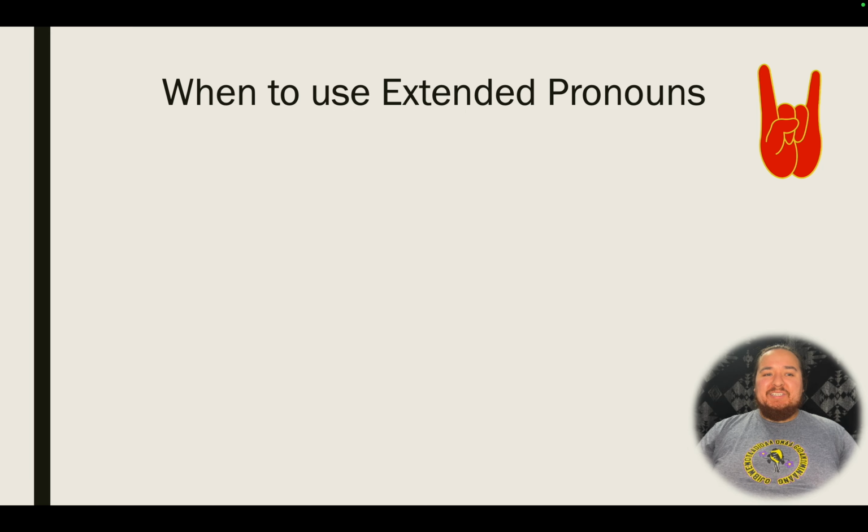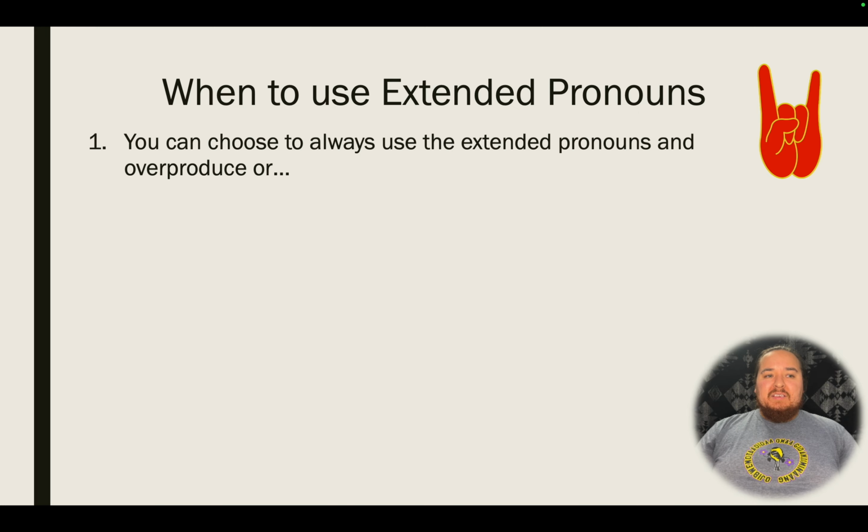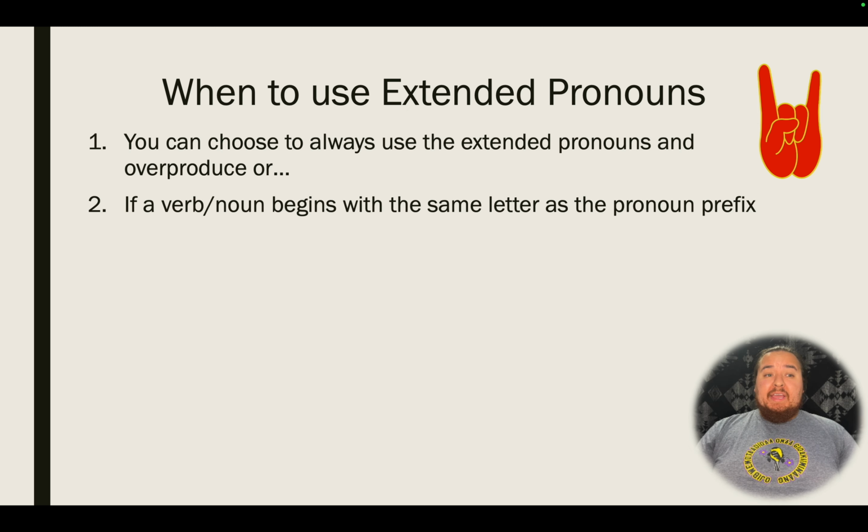So when to use extended pronouns? And again, you see the image there. So let's write all this stuff from this slide down. You can choose to always use extended pronouns and overproduce, or if a verb or noun begins with the same letter as your pronoun prefix. So for example, ninj is hand. It has an n sound at the beginning. And if we want to say my hand, neen is our pronoun prefix, or an n sound.